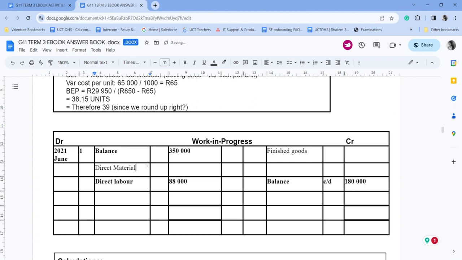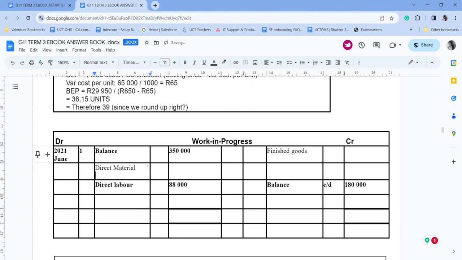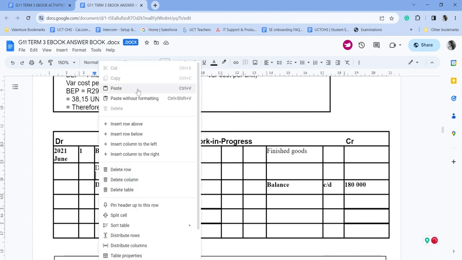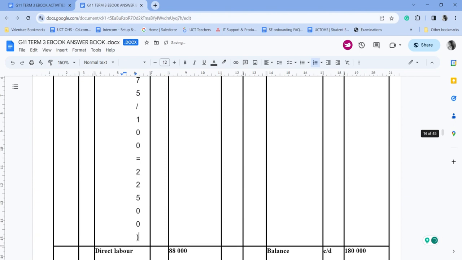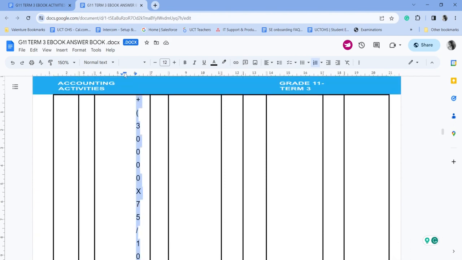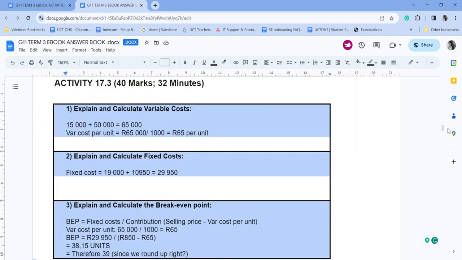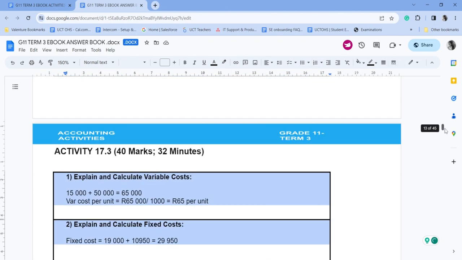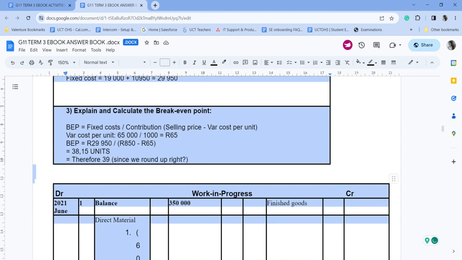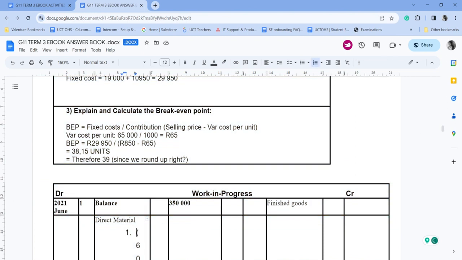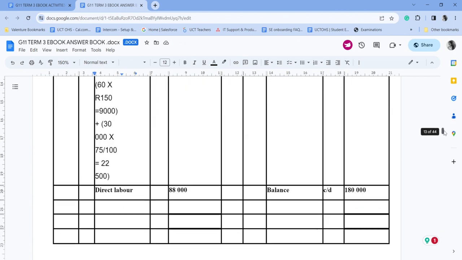So direct material, and then I'm just pasting my answers from the other side. Okay, paste. Wow. Okay, I'm just trying to find a way. Let's see. Oh, I see. This is what happened. Okay, so now I just need to sort this one out.